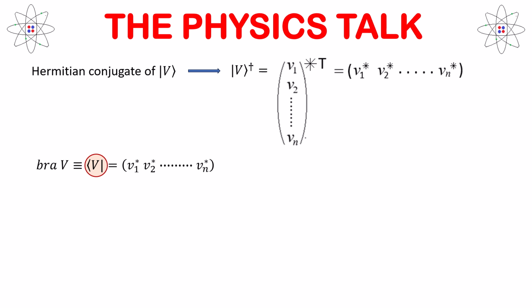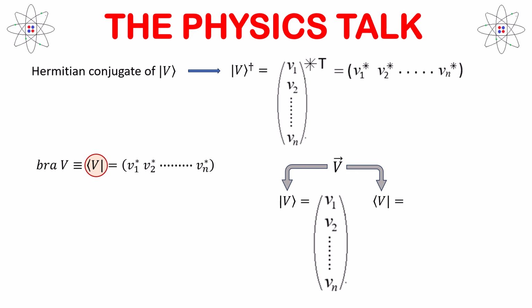It is important to remember that when a vector v is represented as a ket, it is a column matrix whose components are the same as the components of the vector, whereas when the same vector v is represented as a bra, it is a row matrix whose components are the complex conjugates of the components of the vector. As shown above, from a given ket vector, its corresponding bra vector can be obtained by performing the dagger operation.